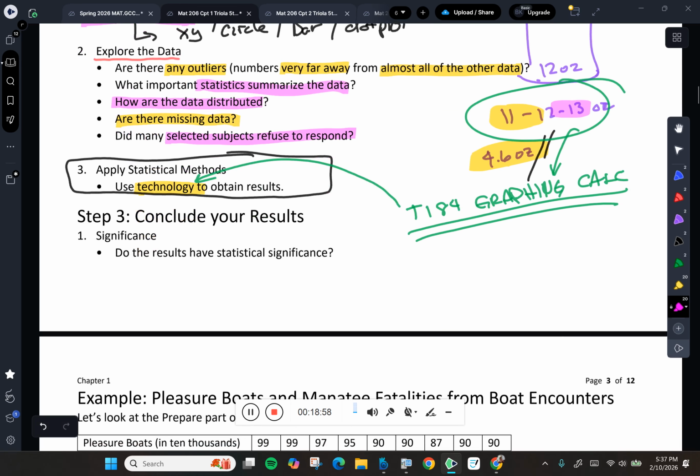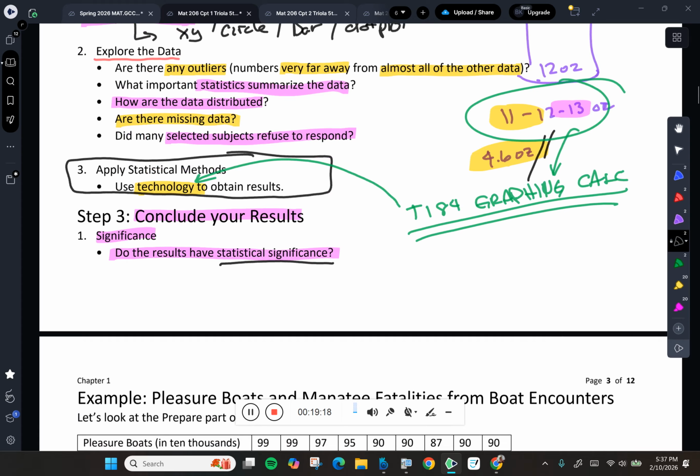Last step is to conclude. Do your results have statistical significance, right? And what does statistical significance mean? Well, statistical significance is the idea of, could your results have happened by chance?